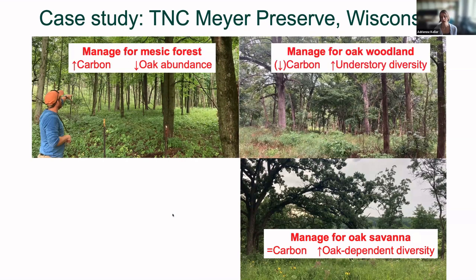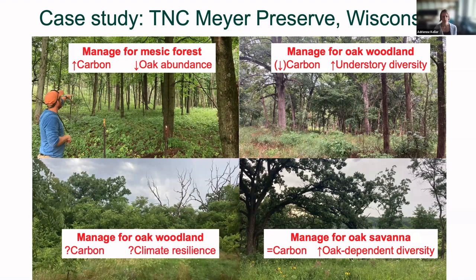And here's an oak woodland where there's a bunch of woody invasive species that need to be thinned out. We need to decrease canopy cover a little bit, which might slightly decrease our carbon at that unit, but with the hopes of increasing understory biodiversity. And finally, there's this big unknown of a site that has some oak death. It's not quite sure how prevalent that's going to be and what the ramifications are into the future. So it's really unknown how carbon will look depending on how climate resilient this patch of land can be into the future. But the hope is to manage this as well for oak woodland.